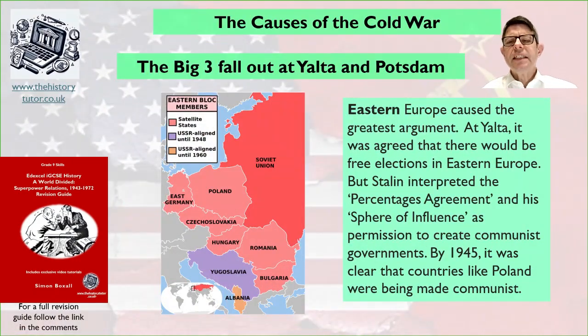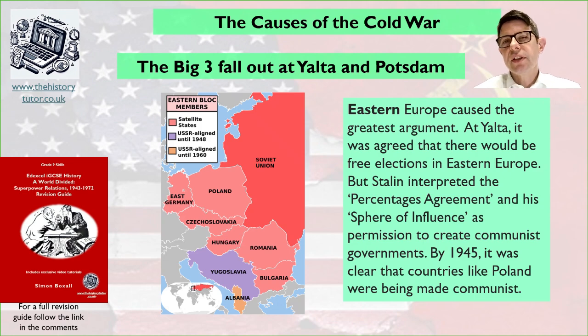Another area of tension was Eastern Europe. At Yalta it was agreed that there would be free elections in Eastern Europe. But Stalin interpreted the percentage agreement and his sphere of influence as giving him permission to create communist governments. Churchill and Stalin had made the percentage agreement where they agreed which countries they had the highest percentage of control over and therefore their highest sphere of influence.